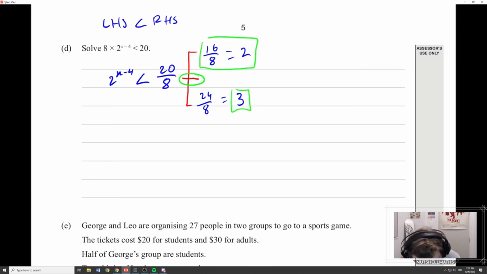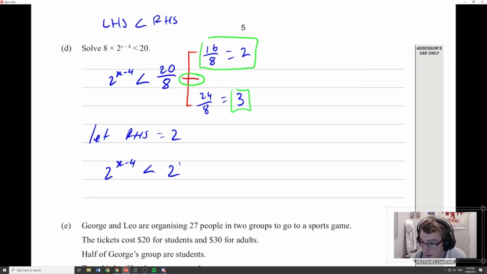That's fine, right? So we're going to let the right hand side equal 2. Let's just do this for now. Let's just see what would happen if I let it equal 2, because I know it needs to be smaller than a little bit more than 2. So 2 to the x minus 4 needs to be less than 2, which is like 2 to the 1. Same base, we can drop them down. x minus 4 is less than 1. Or we can even just use an equal sign there if you wanted. But x needs to be less than 5. When we have this little less than sign, we just keep dropping it down.